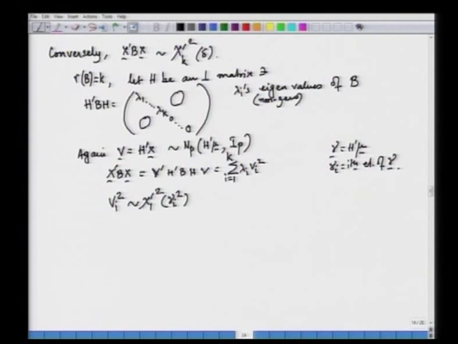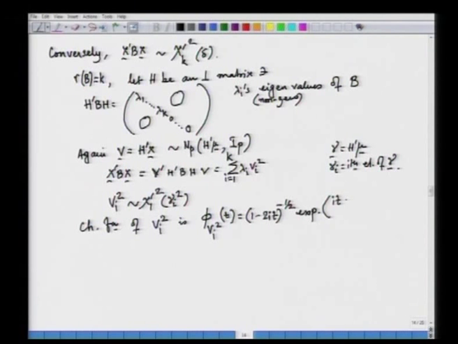Now, we will look into what is the characteristic function of this variable. So, the characteristic function of Vi square at t. I am considering phi of Vi square at t. Well, I am directly using the characteristic function of a non-central chi-square distribution, and this is given by 1 minus 2 i t to the power minus half, and then we have an exponent term which is i t, and then we have the gamma i square, the non-centrality parameter coming into the picture, divided by 1 minus 2 i t.